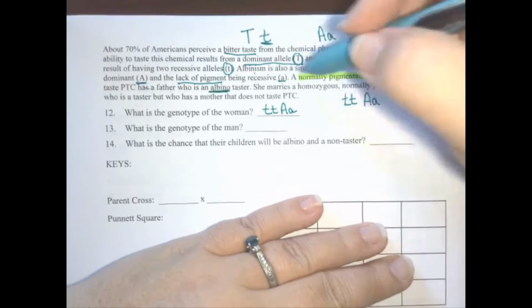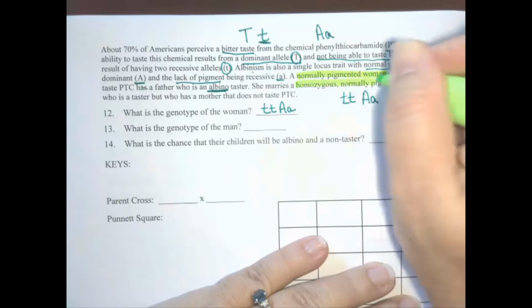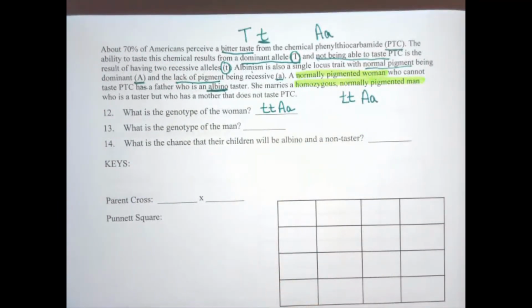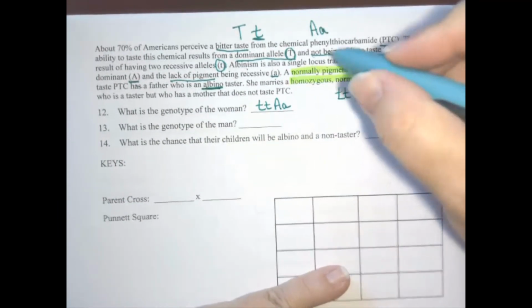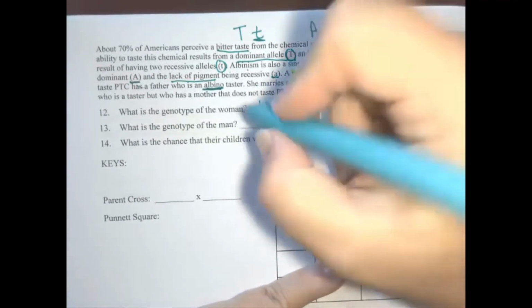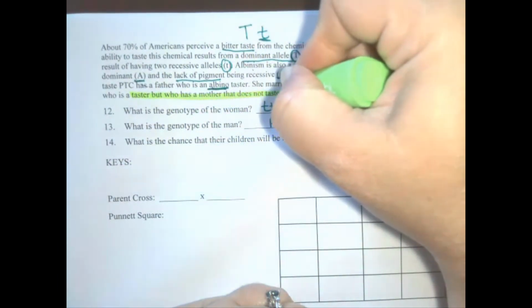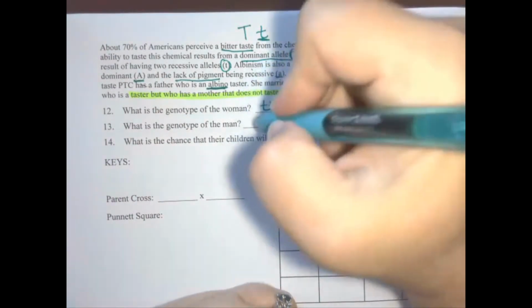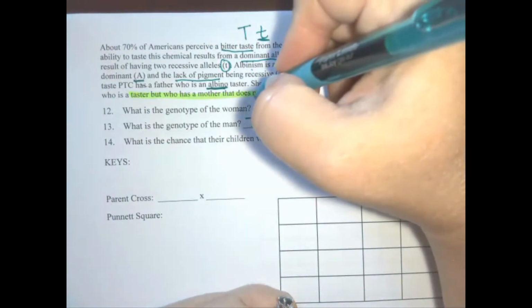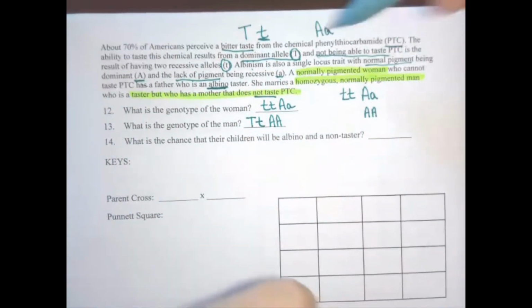Okay, now she marries a homozygous, normally pigmented man. The homozygous tells you that's the same letter and he's normally pigmented, so he's going to be big A, big A. Okay, he is a taster, but he has a mother who does not taste. So if he's a taster, he at least has a big T, but since his mom cannot taste, that's the little t.